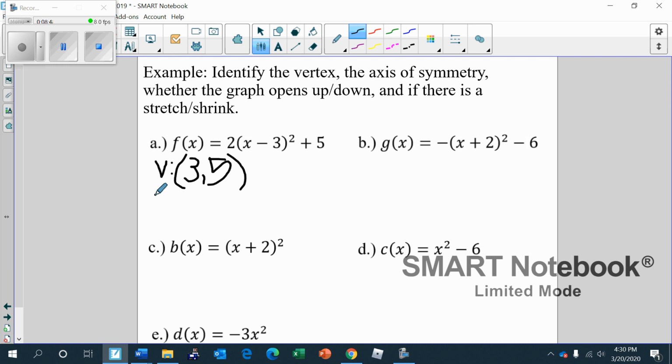The axis of symmetry. So now based on what we went over already, it's the X value of the vertex. So we're going to write, X equals 3. Great, we already got that. Once we get our vertex, we kind of almost have everything else, which is kind of nice. We know whether the graph opens up or down because of this 2 in front. It's going to open up simply because it's a +2. So in other words, if it was a negative, it would have opened down. And it would have looked like an N instead of a U. And if there's a stretch or a shrink, that 2 again tells us that there is a stretch.